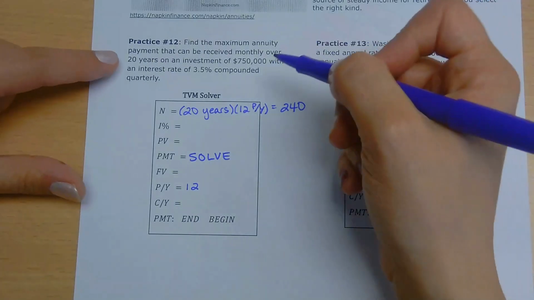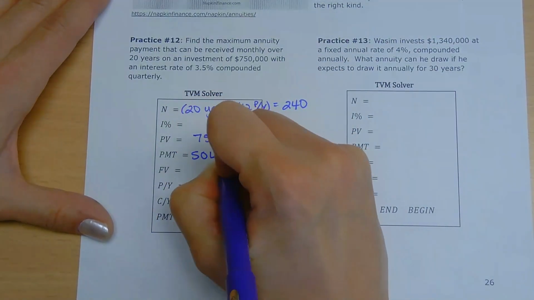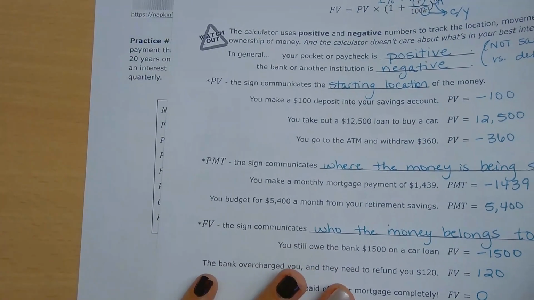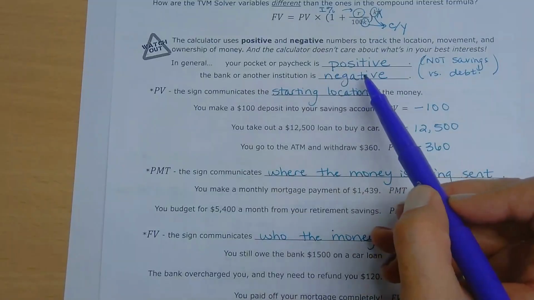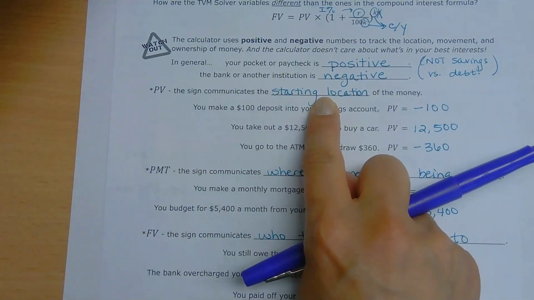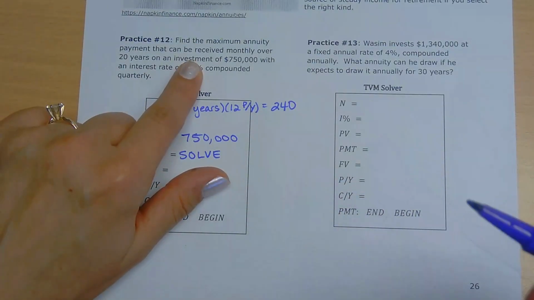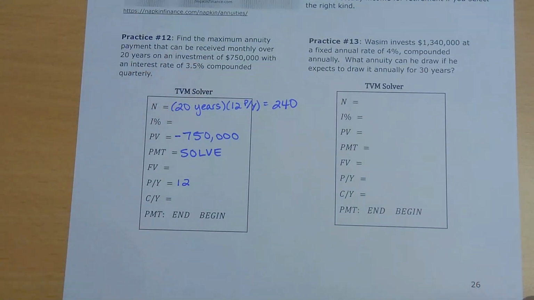And then the investment was $750,000. So I'm going to first write my $750,000, and then I'm going to go back and think about should that be positive or negative. If we think back to our basics, positive is always me, my pocket, my paycheck. Negative is the bank. And for principal value, the sign communicates the starting location of that money. So in the starting amount, I've invested it, which means it's located in some bank or financial institution. So I'm actually going to list it as negative, even though, ironically, this is money that I've saved up.